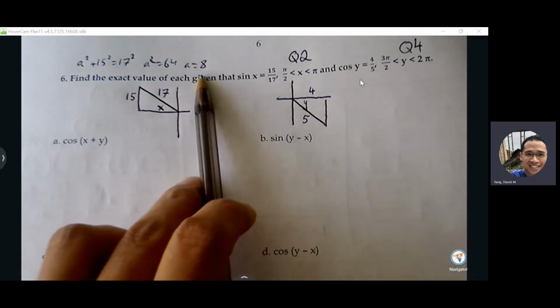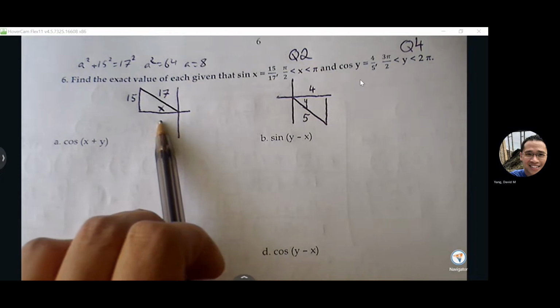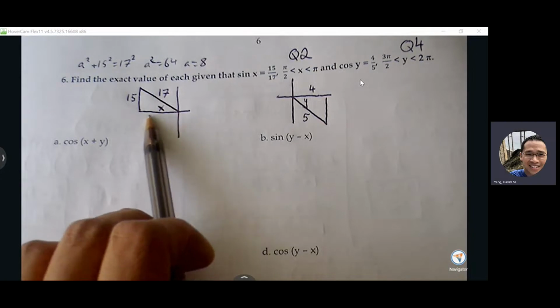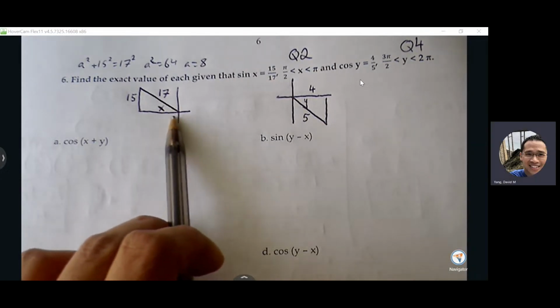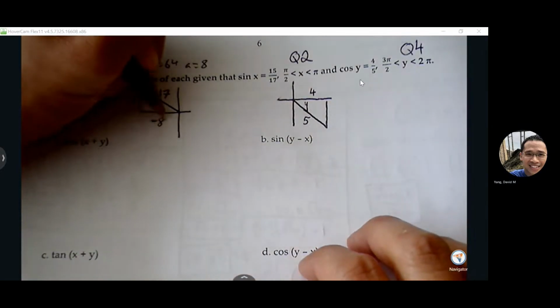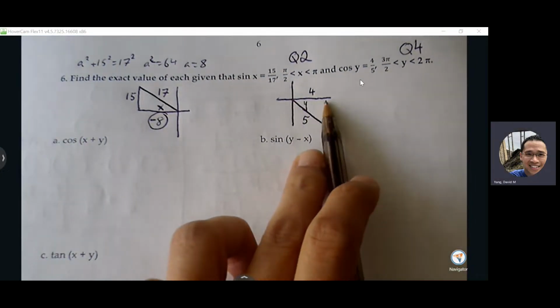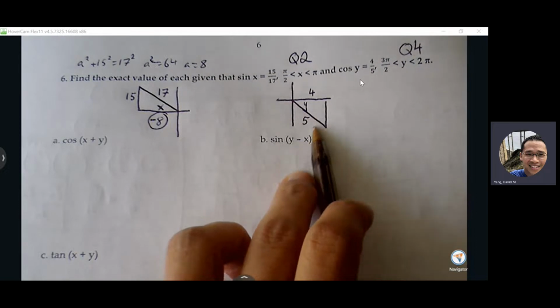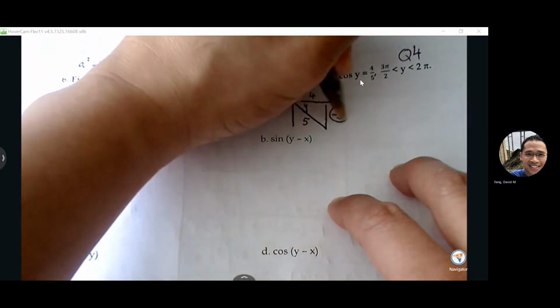Hey, I got a positive 8, but here on the triangle, I'm gonna put a what? Is it also positive 8 here? I'm going left, so that should be what? Negative 8. Okay, 3, 4, 5 triangle here, but I'm dealing with a y value in the fourth quadrant, so that should be a negative 3.